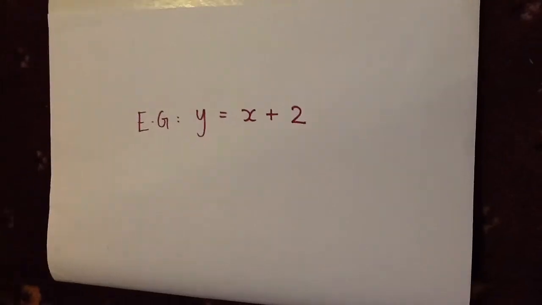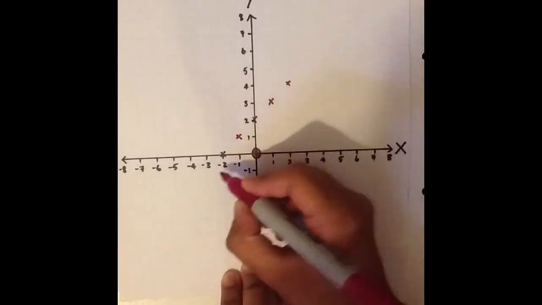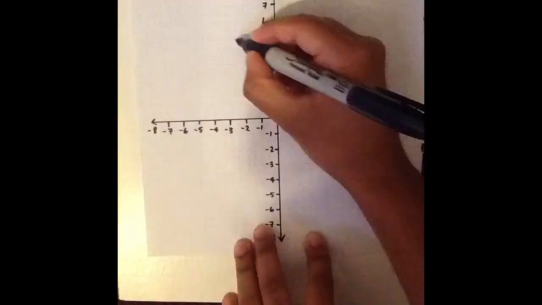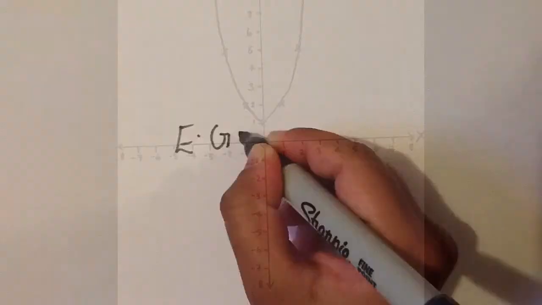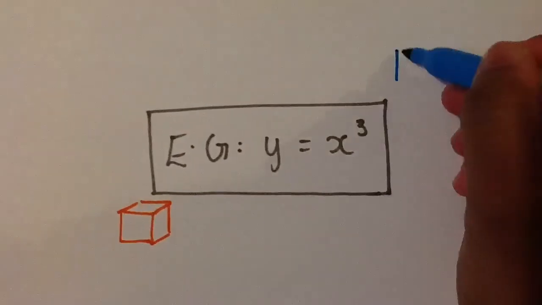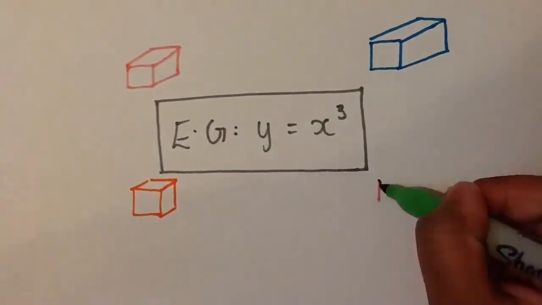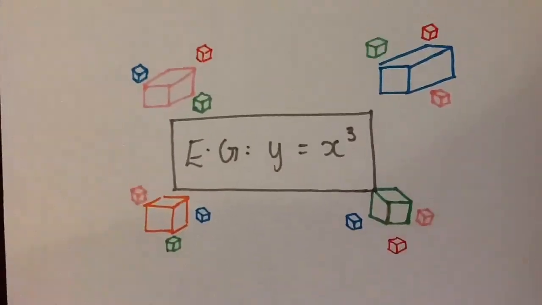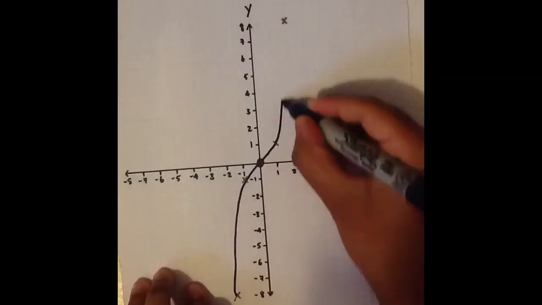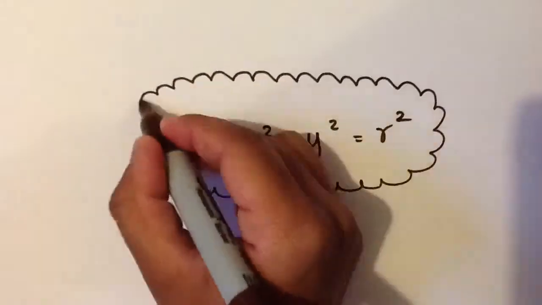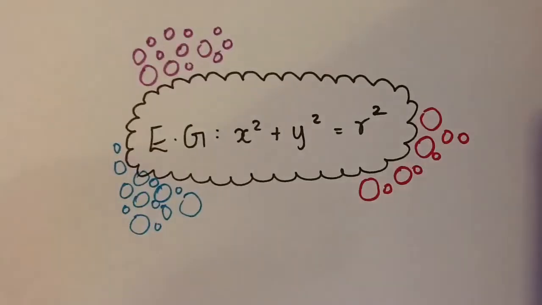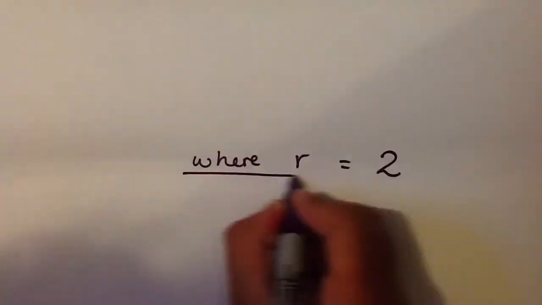For example, the equation y equals x plus 2 can be represented as a straight line. The quadratic equation y equals x squared plus 1 gives a parabola. The cubic equation y equals x cubed is represented by a cubic curve. The equation x squared plus y squared equals r squared, where r is equal to 2, represents a circle of radius 2.